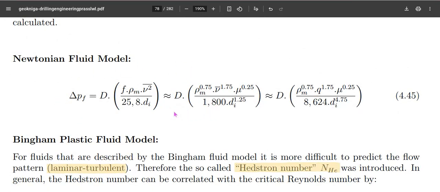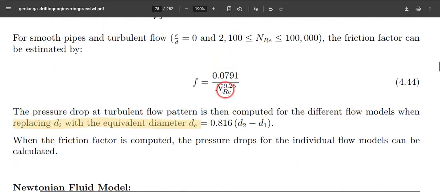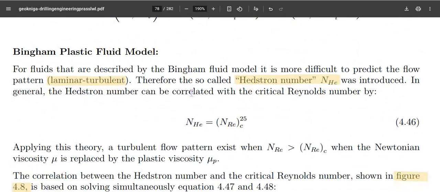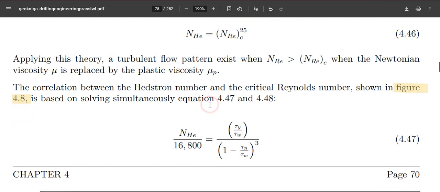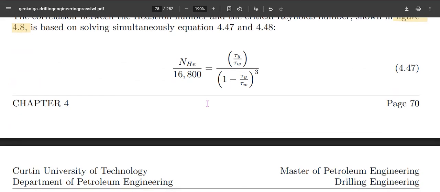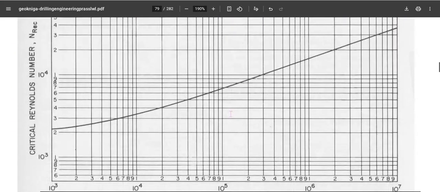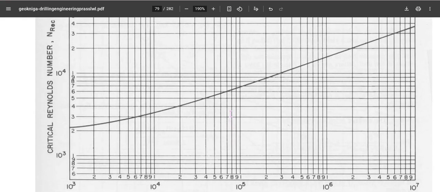The only difference between the Newtonian and the non-Newtonian model is how we compute the friction factor. For the non-Newtonian model, as mentioned earlier, we need to compute the Reynolds number, and we also have to determine the critical Reynolds number to determine whether it's a laminar or turbulent regime. Computing the critical Reynolds number depends upon another dimensionless number called the Hedstrom number. The Hedstrom number and critical Reynolds number can be computed iteratively by solving 4.47 and 4.48 simultaneously, or we can use this chart to compute the Hedstrom number to identify the critical Reynolds number.